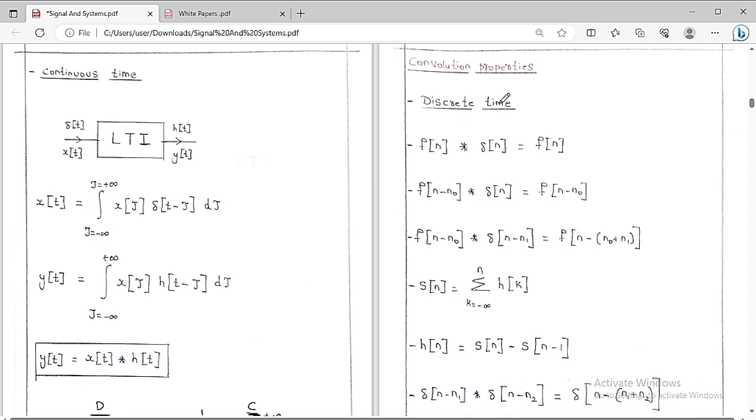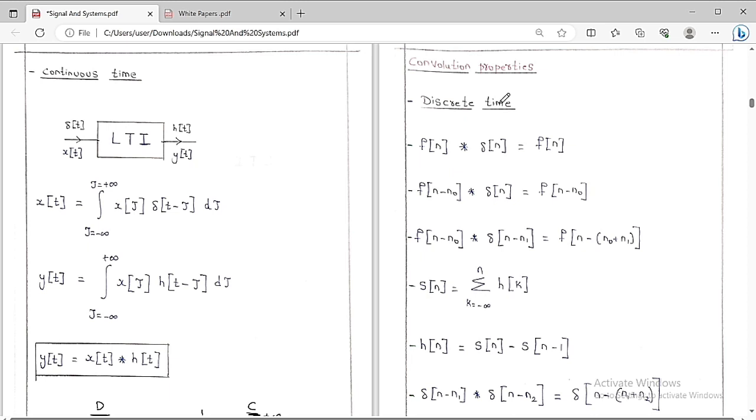So as you can see clearly here, f of n convolution of delta of n is always equal to f of n. So whenever you are doing a convolution with the unit impulse signal, the same signal you are going to get back. So f of n convolution of delta of n is equal to f of n. What's the meaning of this one?